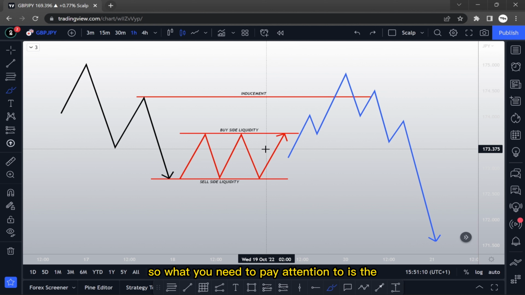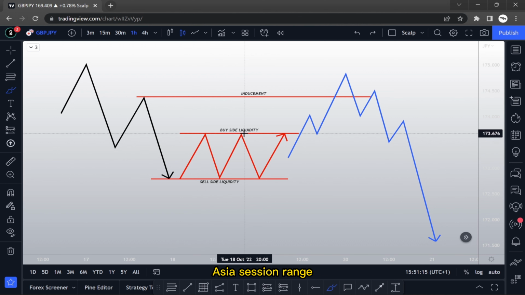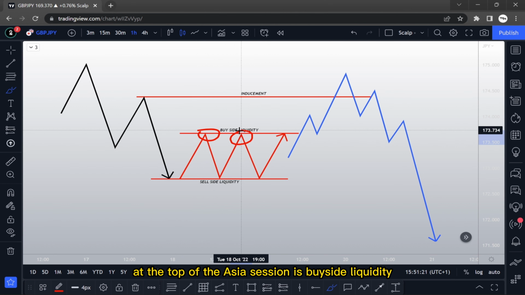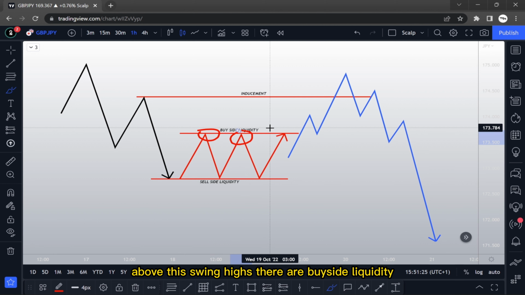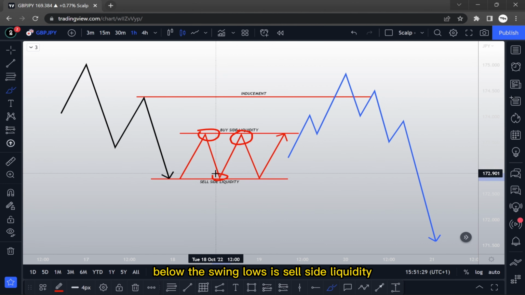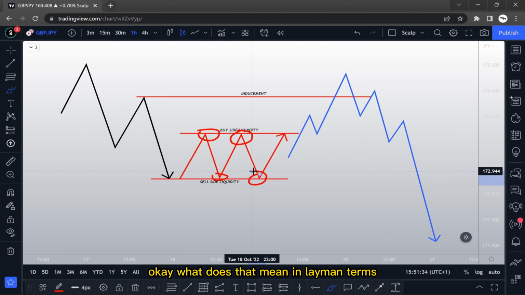So what you need to pay attention to is the Asia session range. At the top, each swing high at the top of the Asia session is buy side liquidity. Above these swing highs, there are buy side liquidity. Below the swing lows is sell side liquidity. Okay, what does that mean in layman terms?